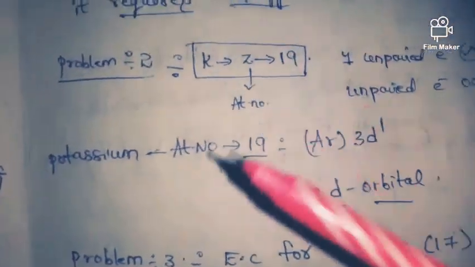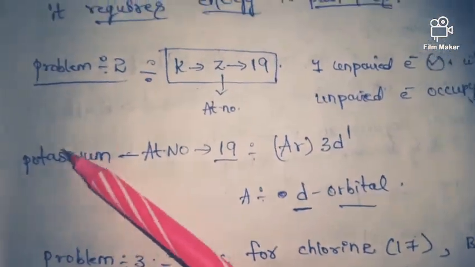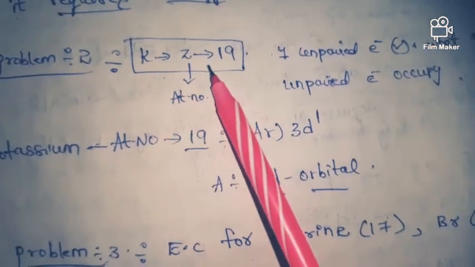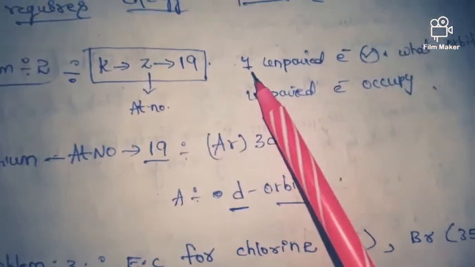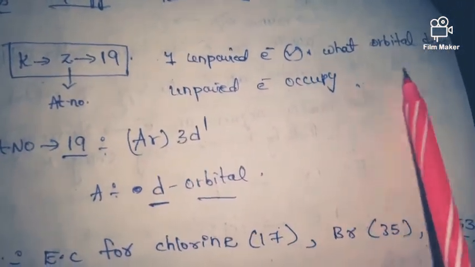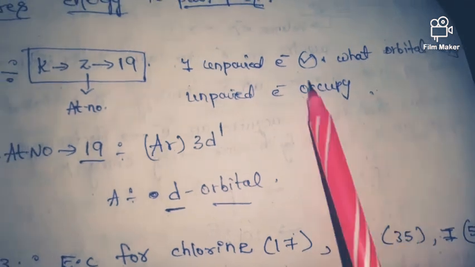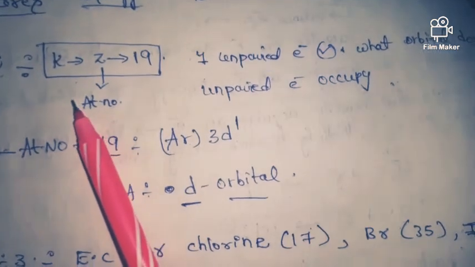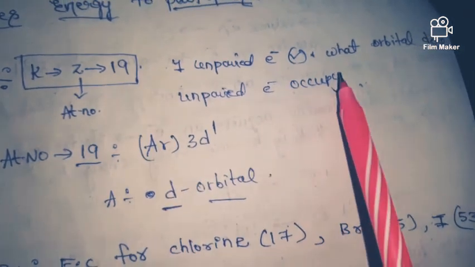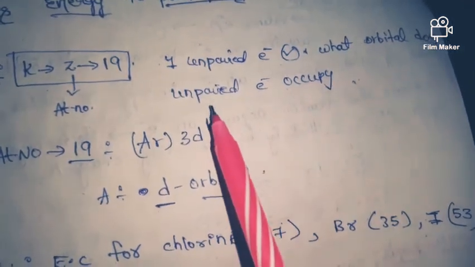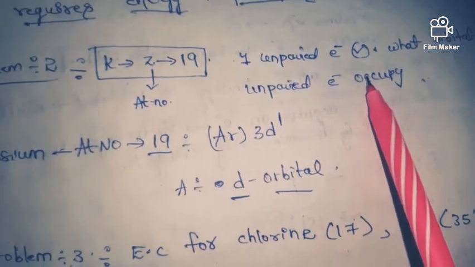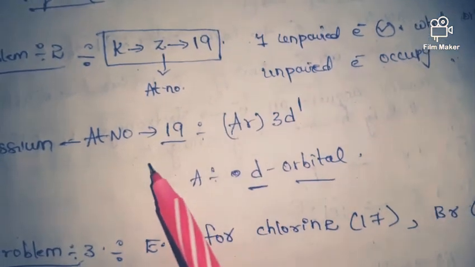Next, let us have a look at the problem, friends. In the question they have given potassium, and its atomic number is given as 19. The question is that in this potassium one unpaired electron is present. What orbital does the unpaired electron occupy? To answer this, we should have an idea about the electronic configuration.